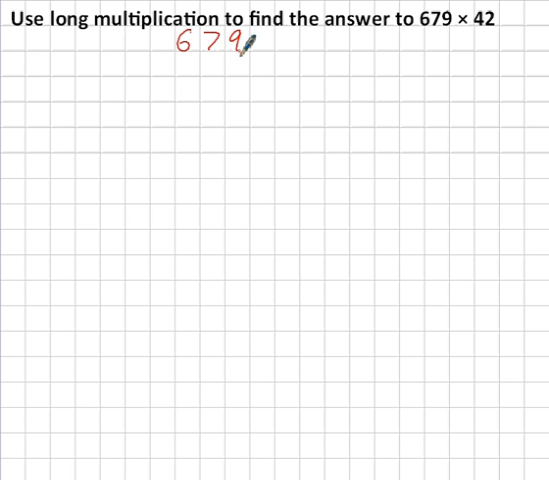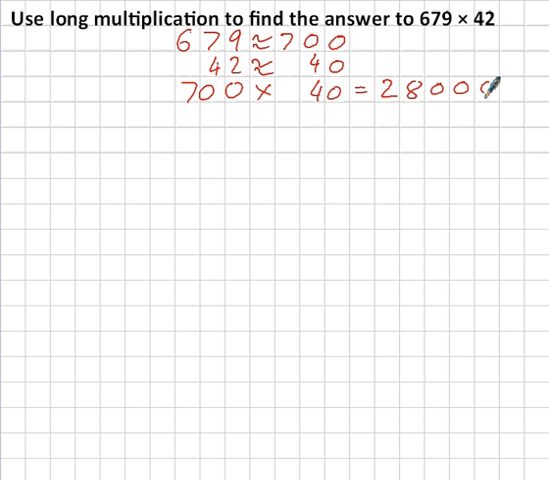I always start with an estimate. 679 is roughly 700. 42 is roughly 40. 700 times 40 equals 28,000. How did I get that? Well, 7 times 4 is 28. Times that by 100 and then times it by 10 will give me 28,000. So 28,000 is my estimate to the question 679 times 42.